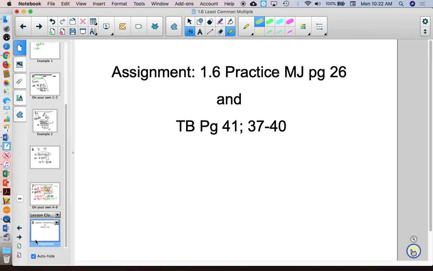Page 26. Everybody's there? Everybody look at it. Numbers 1 through 6, the directions say. And you need to underline a very important part of it. Find the LCM of the numbers using, underline that part that says list.